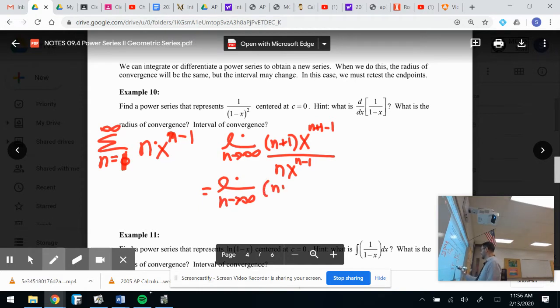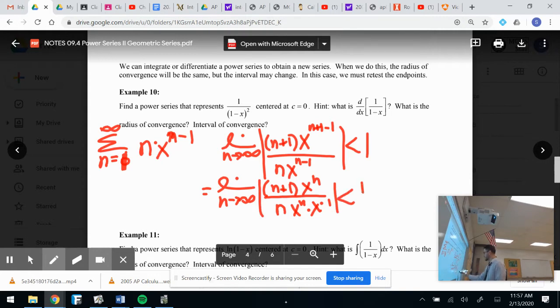I have an n plus 1 that ends up being x to the n on the top. On the bottom, I have an n and I have an x to the n times an x to the negative 1. Do not forget my absolute values, right? And we have to do it less than 1 because that's what it's going to tell me it converges to.